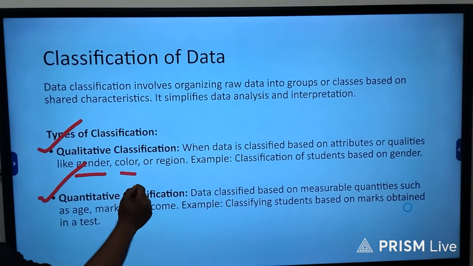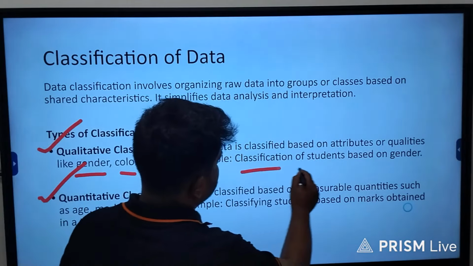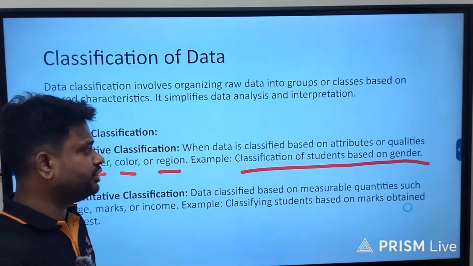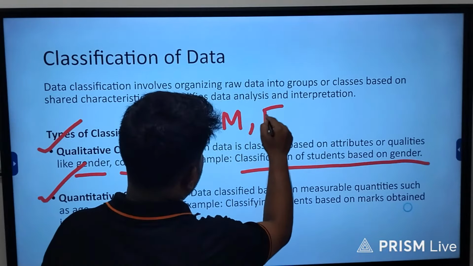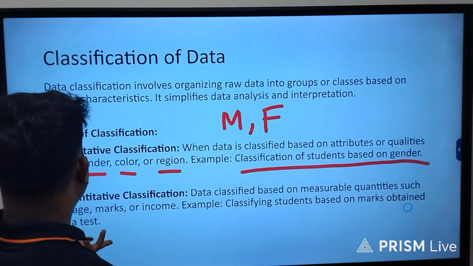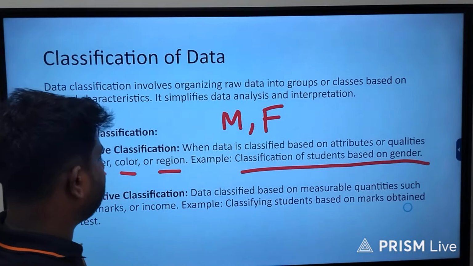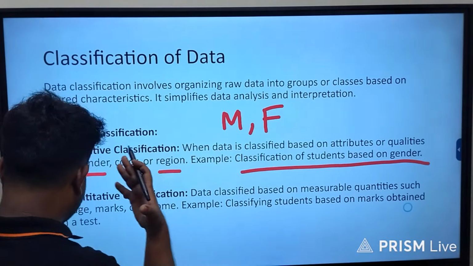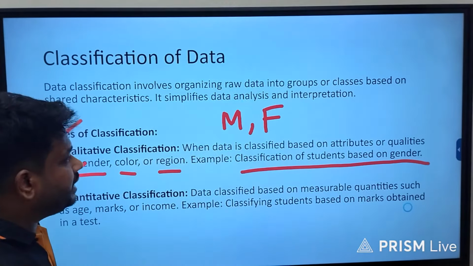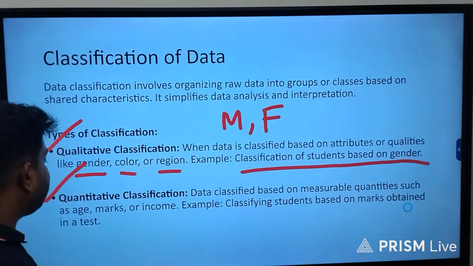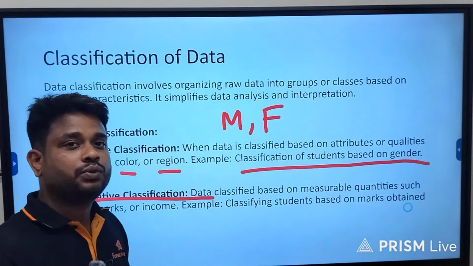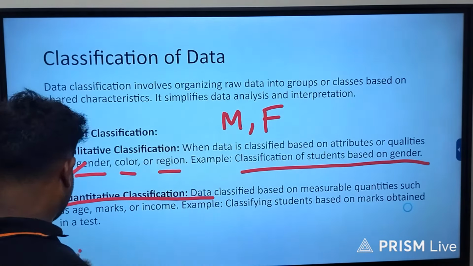Like gender, color, region, these are classifications of students based on gender. If we classify students based on gender like male and female, they can be called qualitative data. And quantitative data is when we classify students' marks or age, that can be called quantitative classification because that includes numbers.